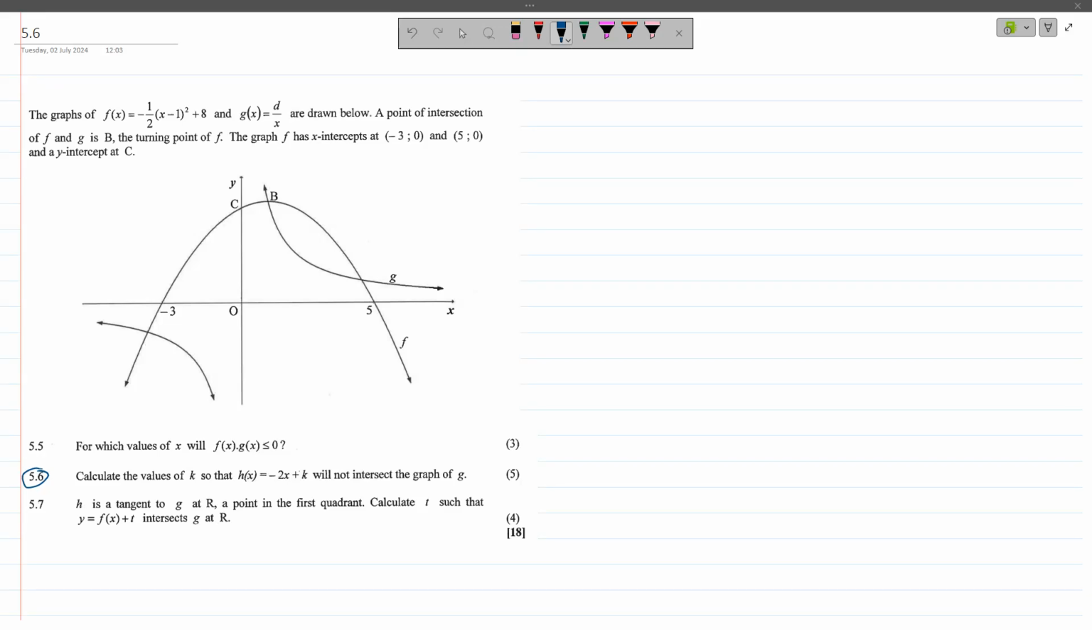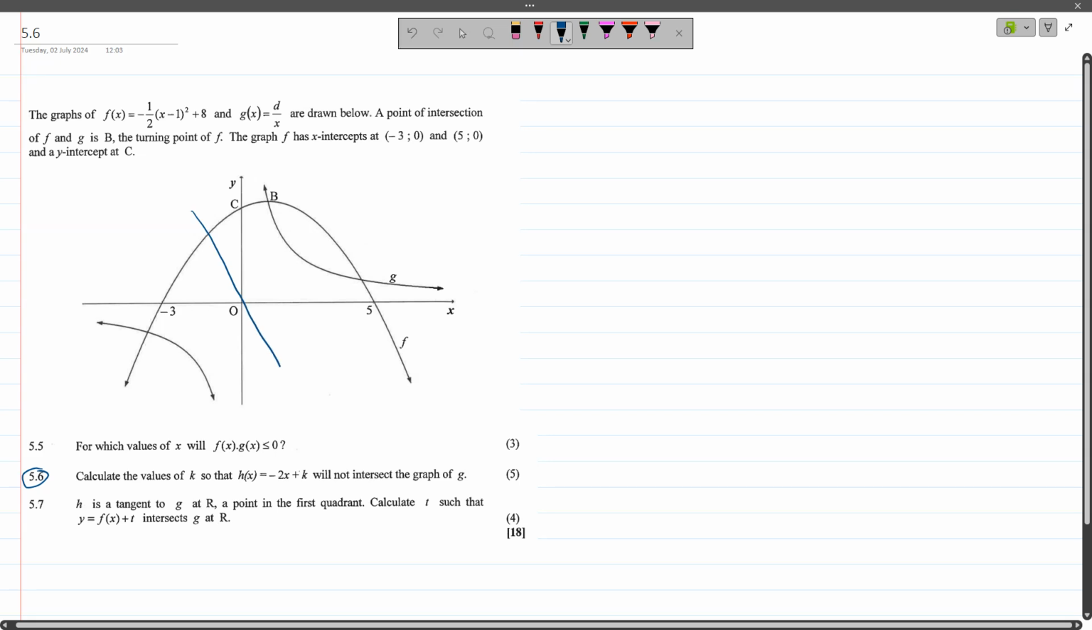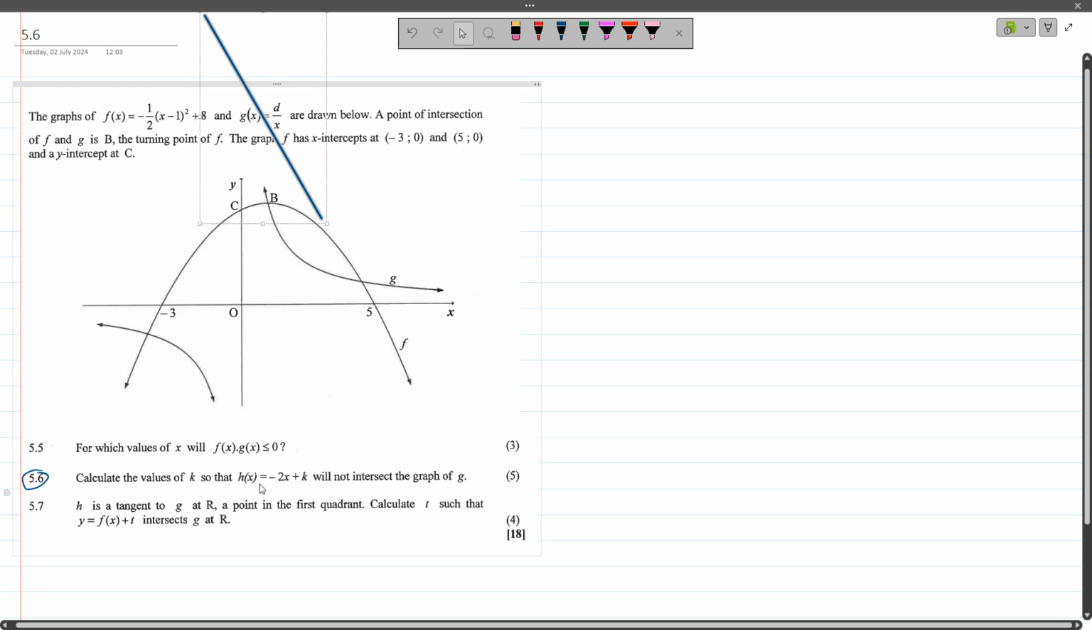Calculate the values of k so that h of x is equal to minus 2x plus k will not intersect the graph of g. So we are drawing some arbitrary function, minus 2x, an arbitrary straight line like that, and we want to know how high should we lift this function up, or how low should it be such that it is no longer intersecting with the graph of g, which is our hyperbola.